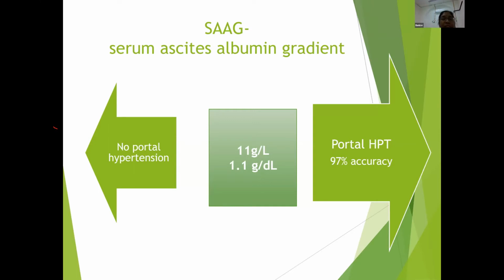So what do we calculate from the ascitic fluid? The serum ascites albumin gradient. We take the serum albumin minus the ascitic fluid albumin. If the gradient is more than 11 gram per liter, it indicates portal hypertension. It's 97% accurate. If the SAAG is less than 11 gram per liter, then the ascites is due to other causes rather than portal hypertension.